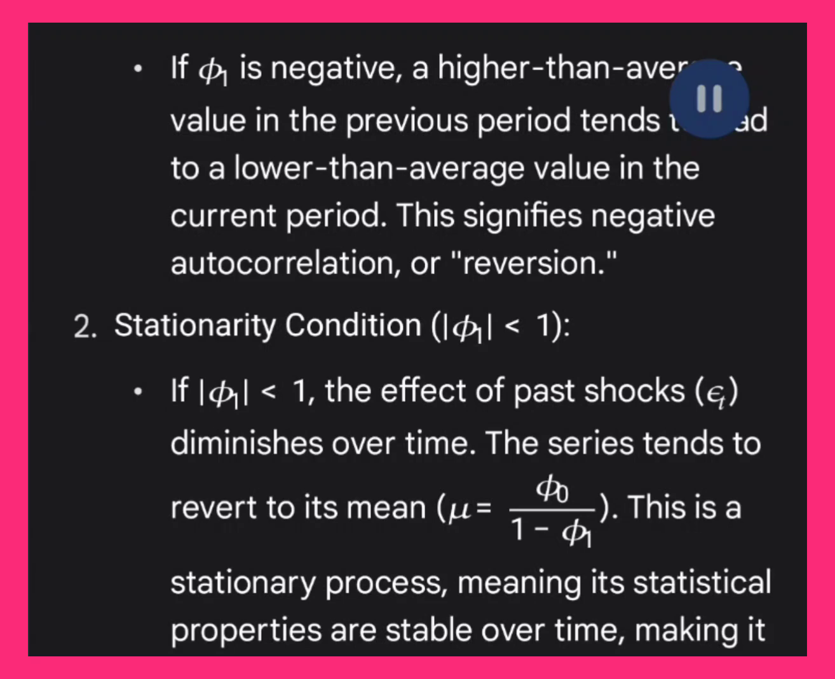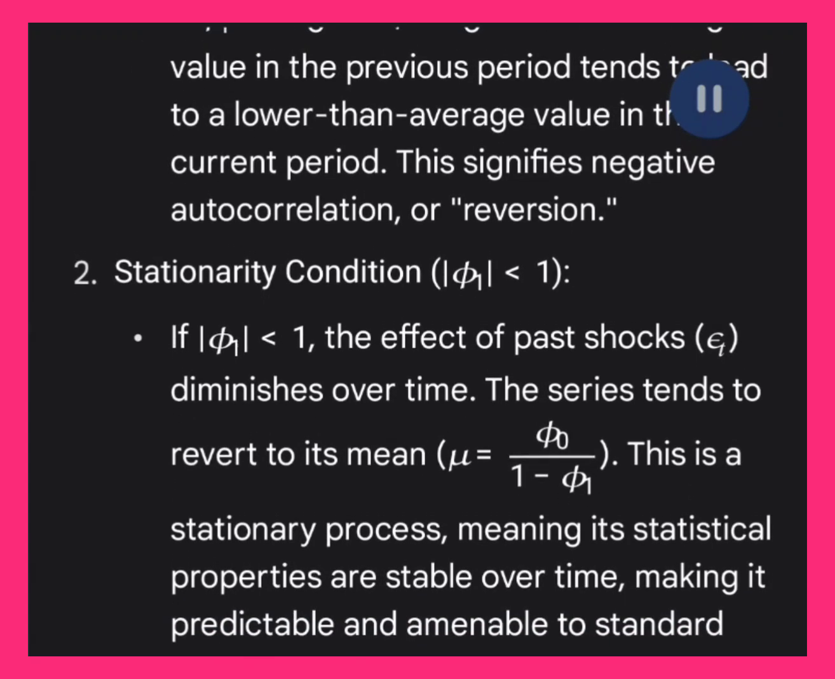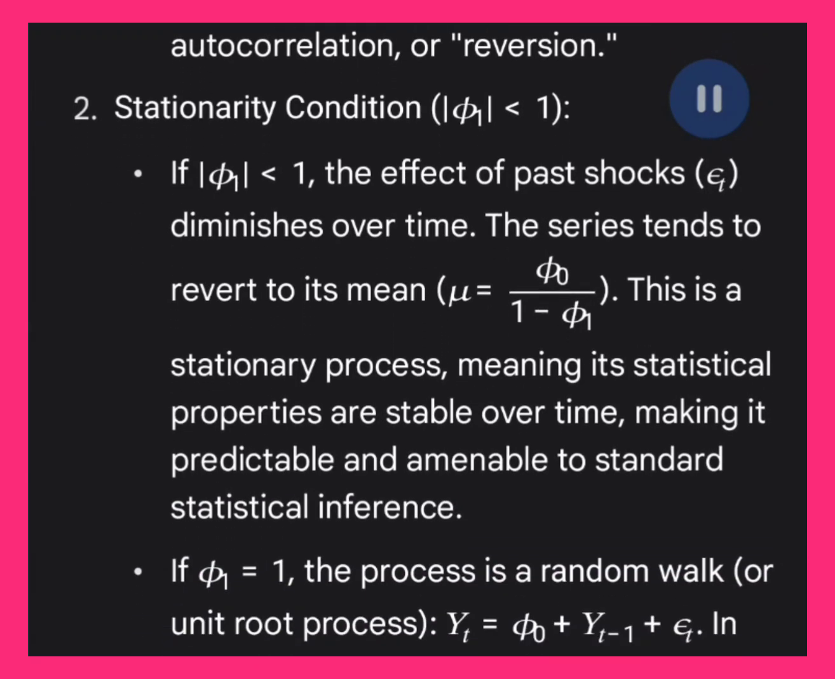2. Stationarity condition, |φ₁| < 1. If |φ₁| < 1, the effect of past shocks ε_t diminishes over time. The series tends to revert to its mean, μ = φ₀ / (1 − φ₁). This is a stationary process, meaning its statistical properties are stable over time, making it predictable and amenable to standard statistical inference. If φ₁ = 1, the process is a random walk, or unit root process.